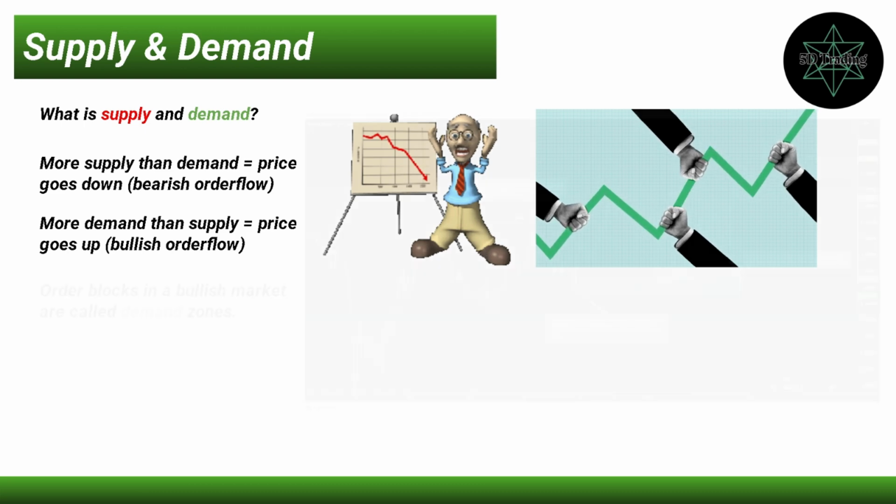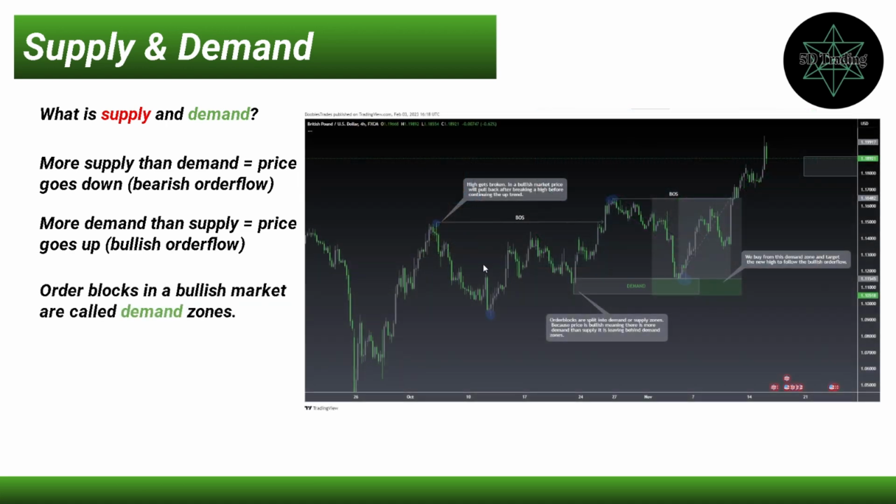Let's go back to the order block lesson. We said we want to buy from order blocks in a bullish market. These order blocks in a bullish market are called demand zones. As we can see here, high gets broken, we have this protected strong low, and we know that this high is most likely going to be a weak high, and it's going to get broken because we are bullish.